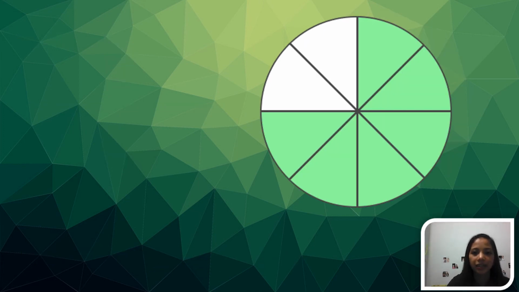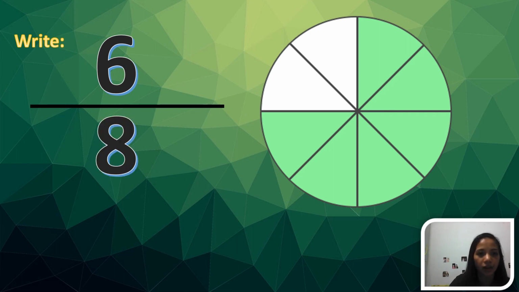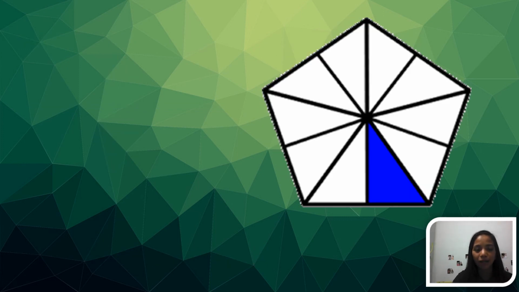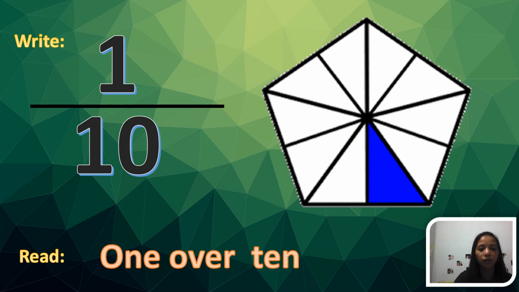Next, the shaded part is 6, and then the denominator here is 8. So how do we read this fraction? 6 over 8. For the last example, the shaded part is 1, and then the denominator, or the total parts, is 10. So how do we read this fraction? 1 over 10.